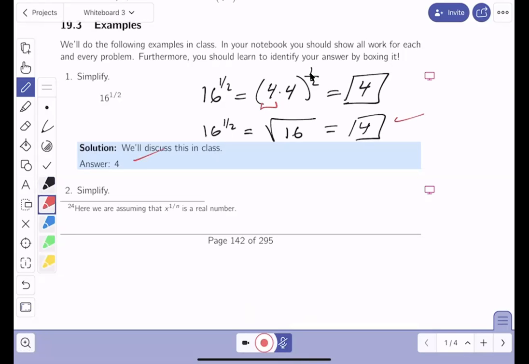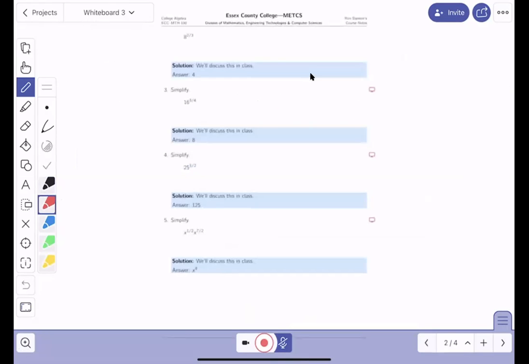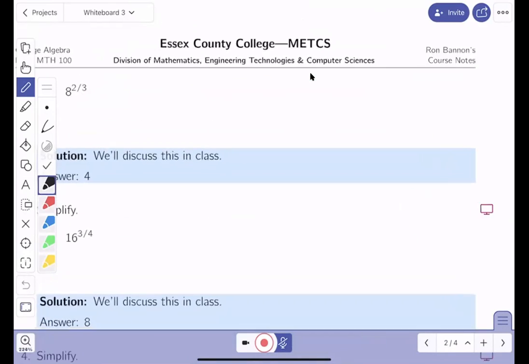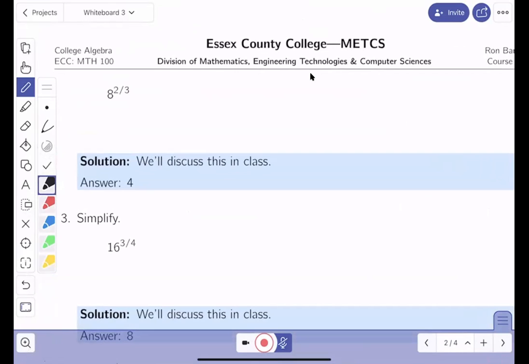All right, number 2 is on the next page. Let me go to that. And then I'm going to simplify 8 to the 2/3. All right, let me write this down for you. And 8 to the 2/3, what does it mean? It means they want 2 of the 3 equal factors of 8.